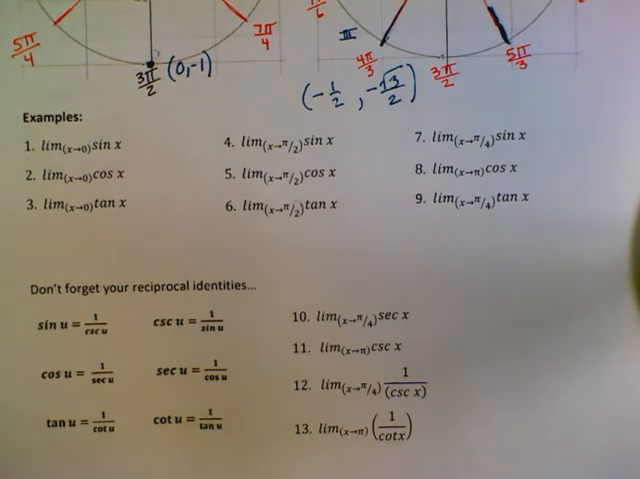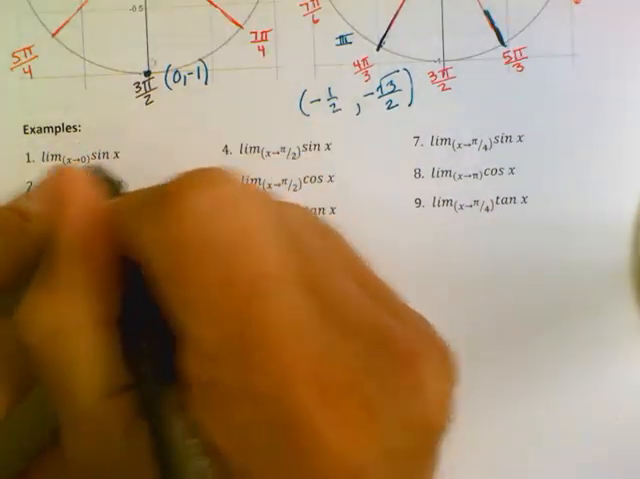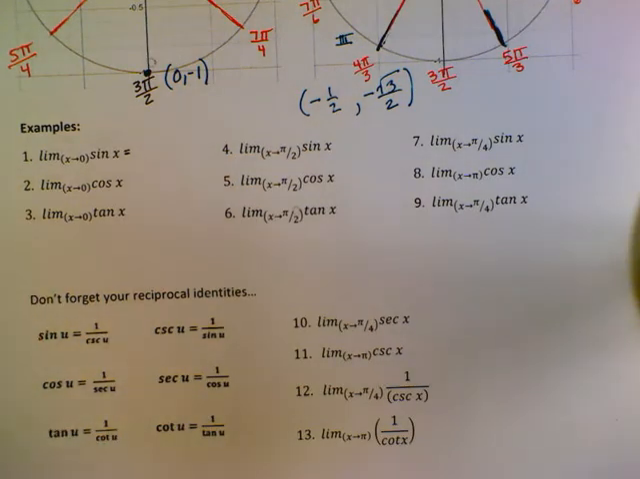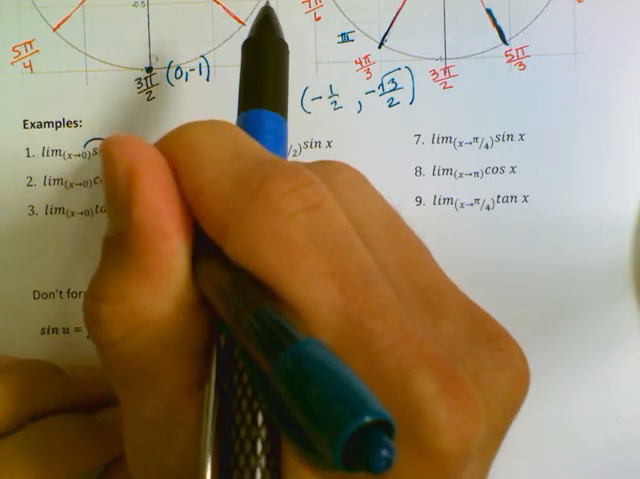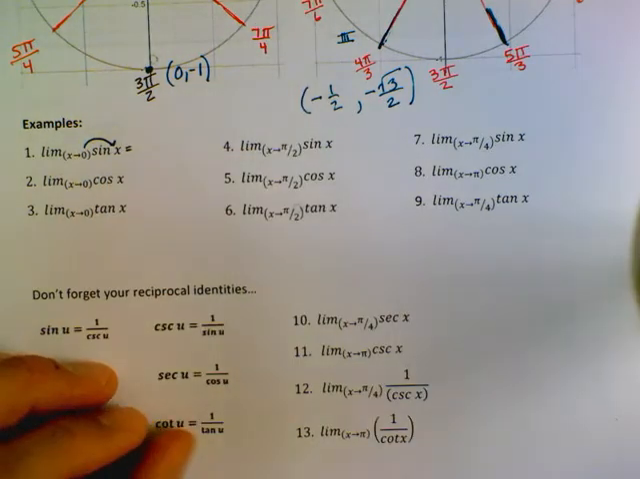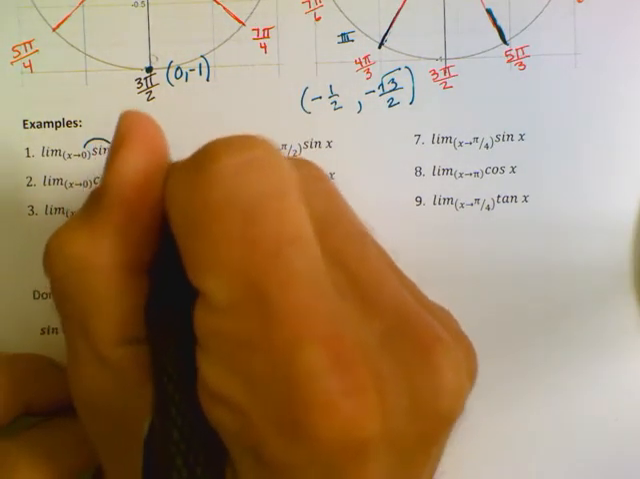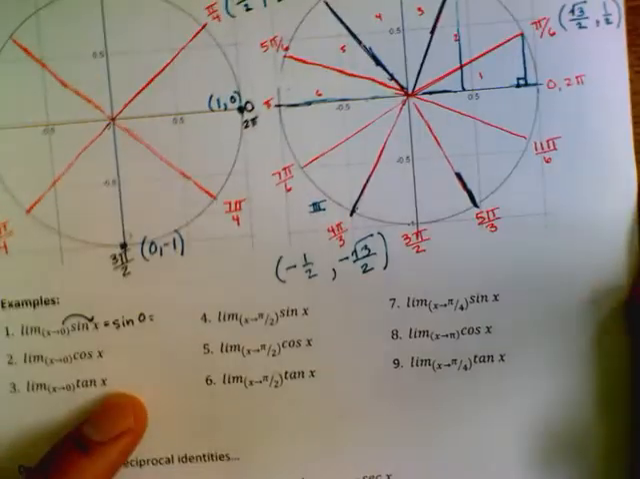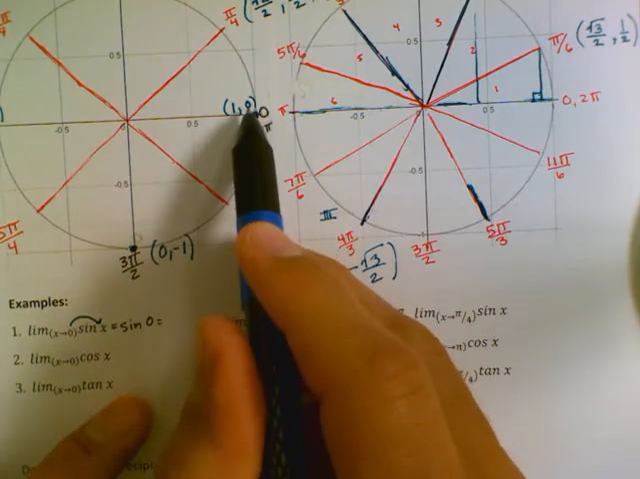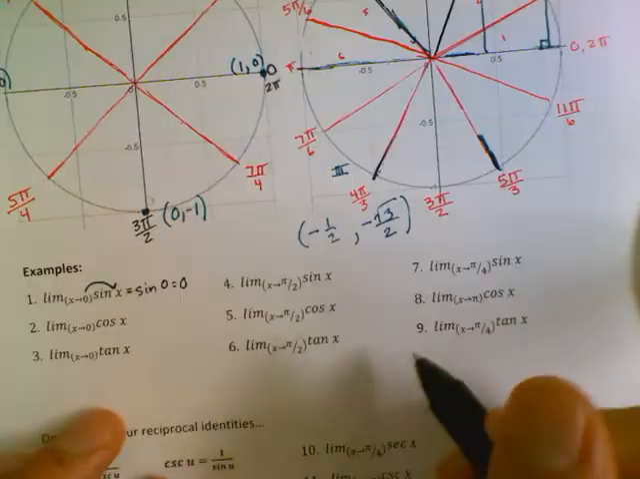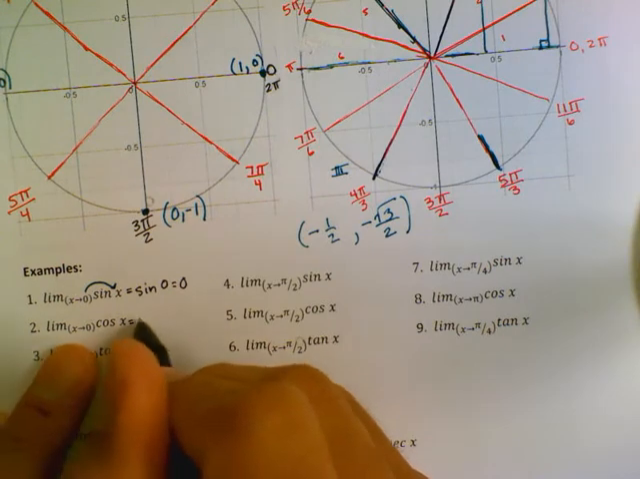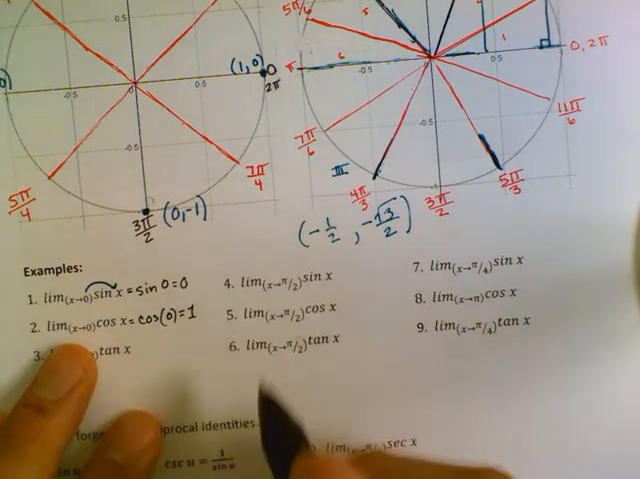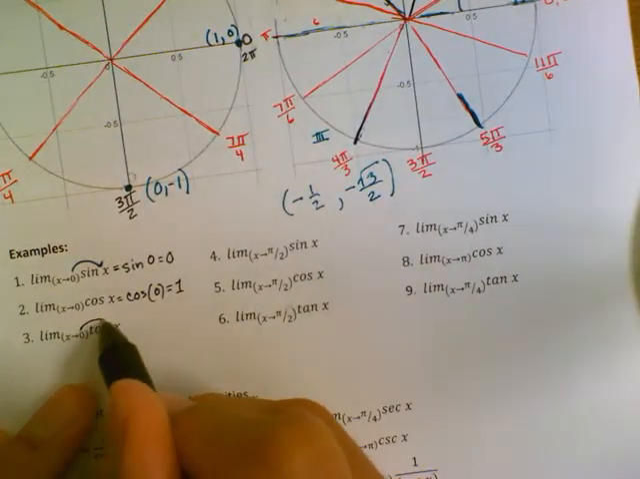Okay, so if x is approaching 0, that means we can just drop in that 0 right there. So we're just computing sine of 0. And we should know that the y value at 0 radians is 0. Okay. So cosine at 0 is 1. We're just going to substitute in here.